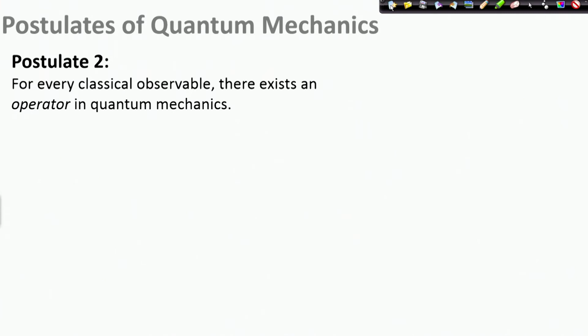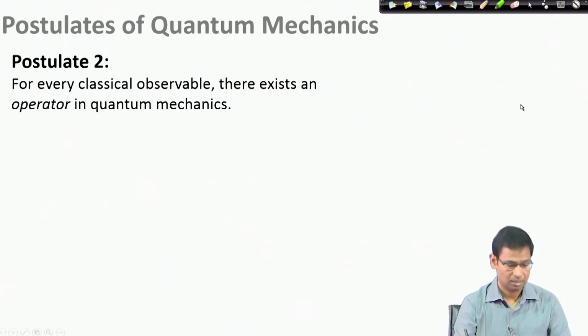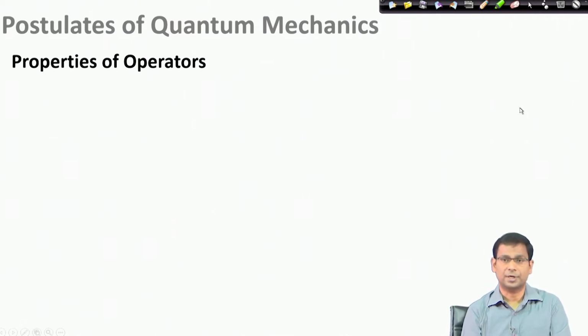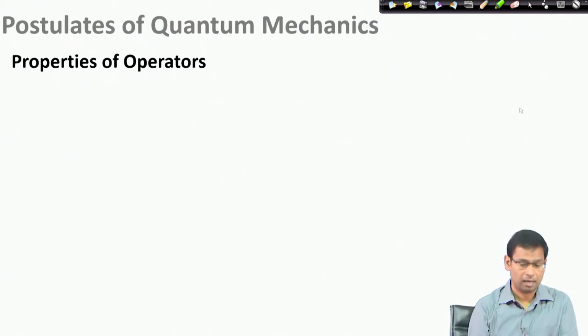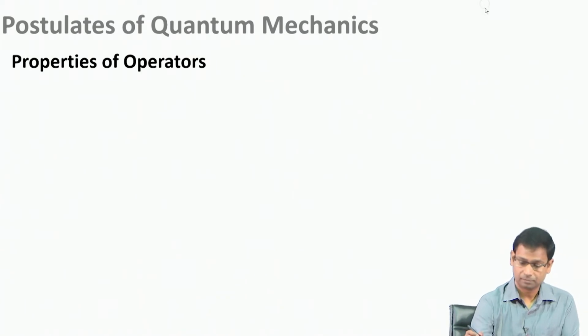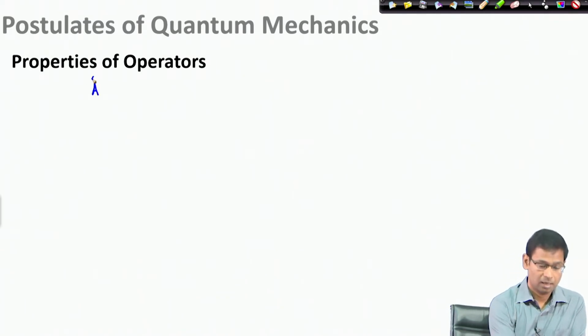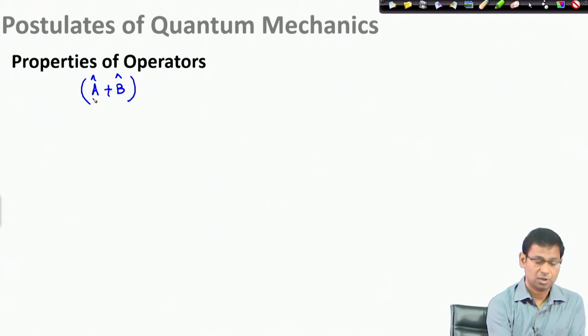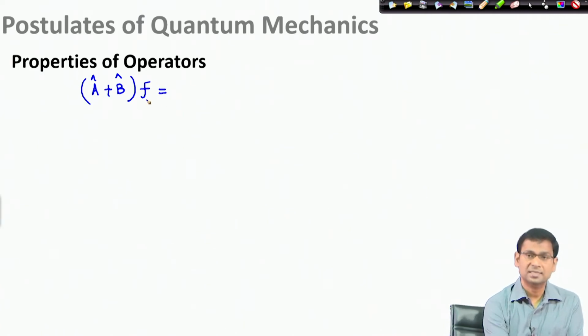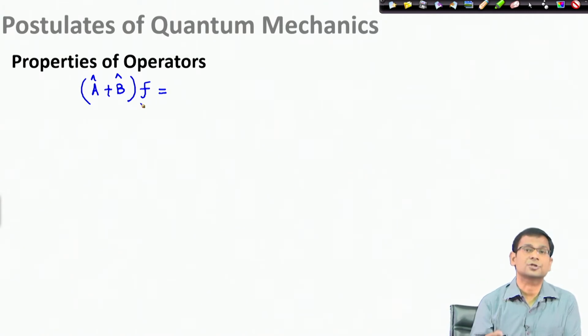Okay. Next we would discuss some properties of operators. Suppose I have an operator A and I have another operator B, and I am applying these operators A and B together on a function f. When an operator acts on a function, it transforms the function to either itself or another function. The operator is simply, as I said, a command that gets executed on a function.